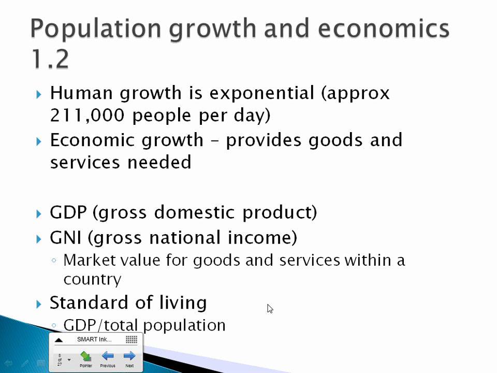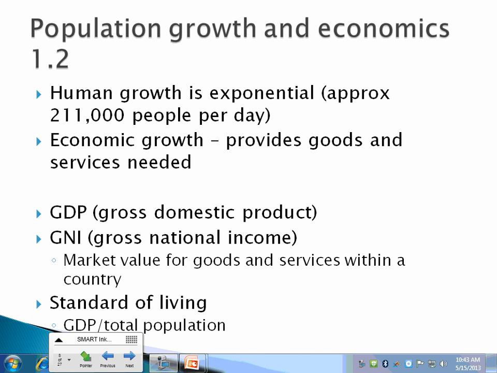Population growth and economics come into play big time. Human growth is exponential, of course. There's about 211,000 people that are born per day. So with 211,000 new people born per day, obviously you can see environmental concerns go up because we need to grow food. We're polluting the air more, polluting the water more. We need more clean water. A lot of people don't have those resources.